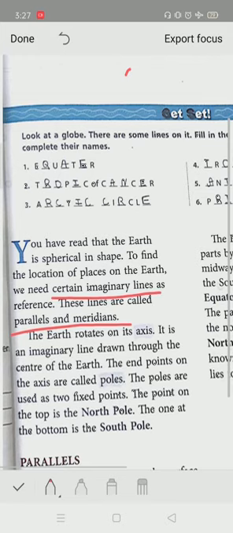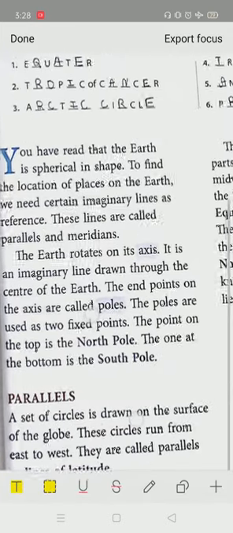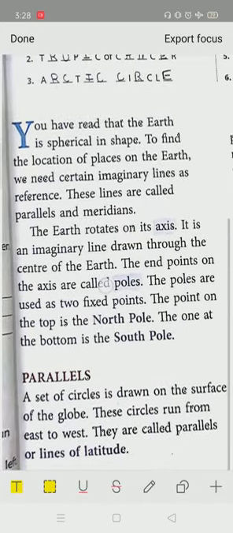The earth rotates on its axis, which is tilted. You know now that the earth's axis is tilted. It is an imaginary line drawn through the center of the earth, and the end points on the axis are called poles. We saw which two poles are there, North Pole and the South Pole. The poles are used as two fixed points. The point on the top is called North Pole, and the one at the bottom is the South Pole. Now you can imagine what I am referring to here.